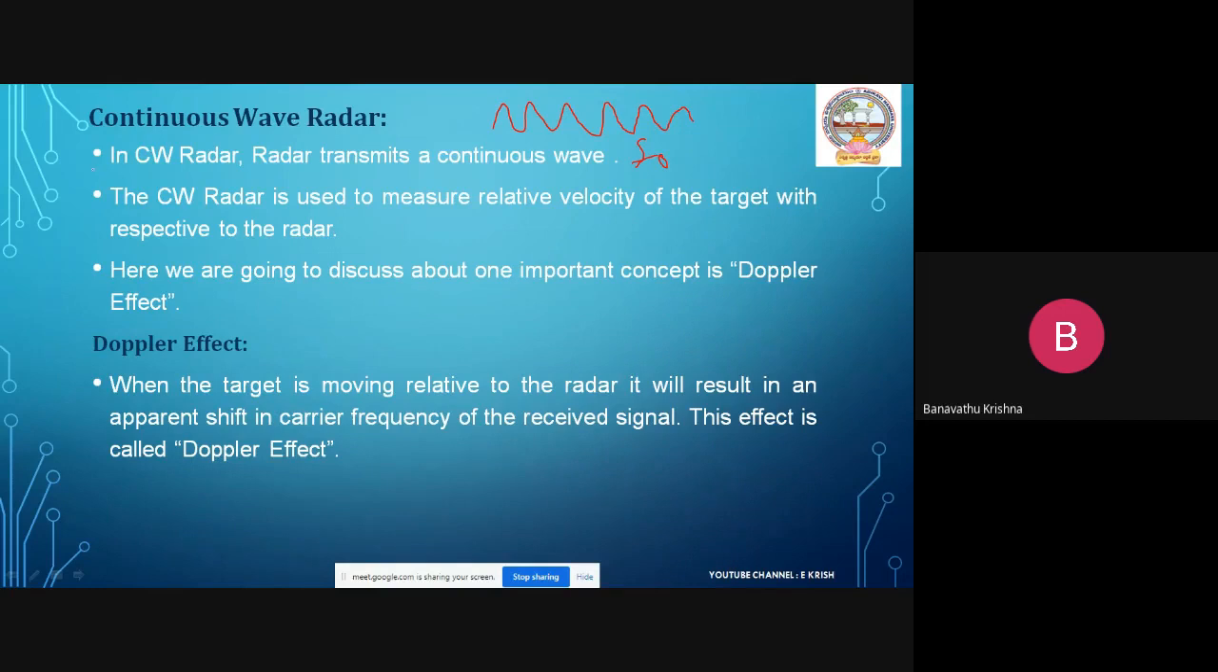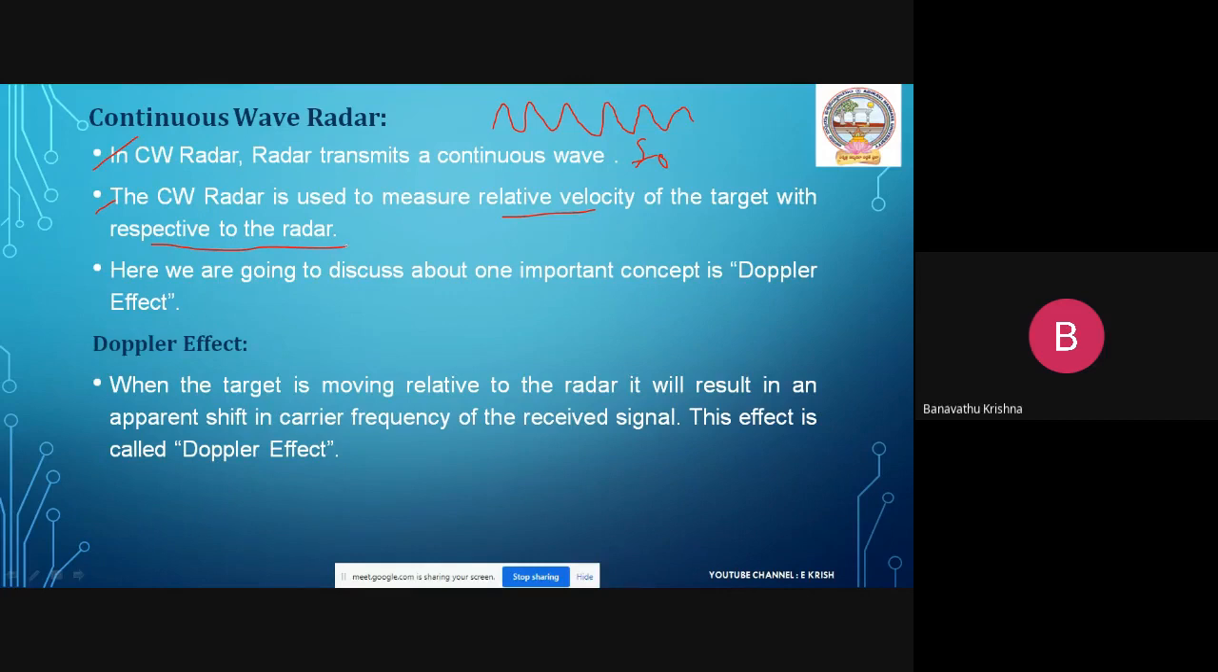As I told you, in continuous wave radar, the radar transmits a continuous wave. This is the continuous wave signal like this with a frequency of F naught. Continuous wave radar is used to measure the relative velocity of the target. Why are we measuring the relative velocity? Because the target is in a moving condition, not stationary. With respect to the radar it is moving, so we have to find out the velocity of the target with respect to the radar.